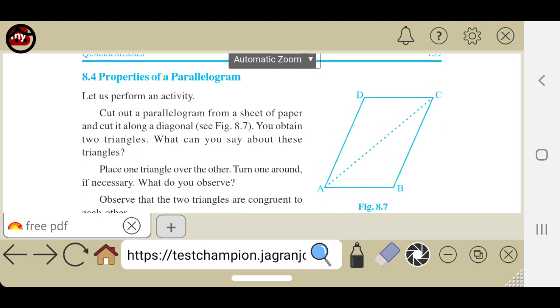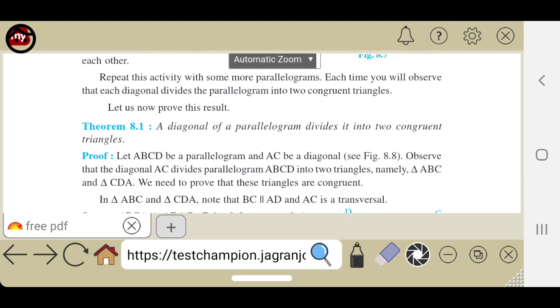Next, we have to study the properties of parallelogram. I've already told you all the properties we are going to study in the form of theorem and its proof. In this chapter, there are a total of 8 theorems. Okay, what's the first one? A diagonal of a parallelogram divides it into two congruent triangles. Yes, congruent triangles. You've already studied in lower classes.